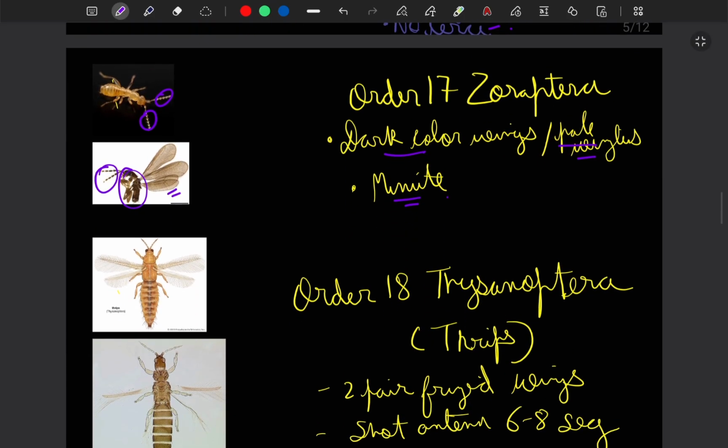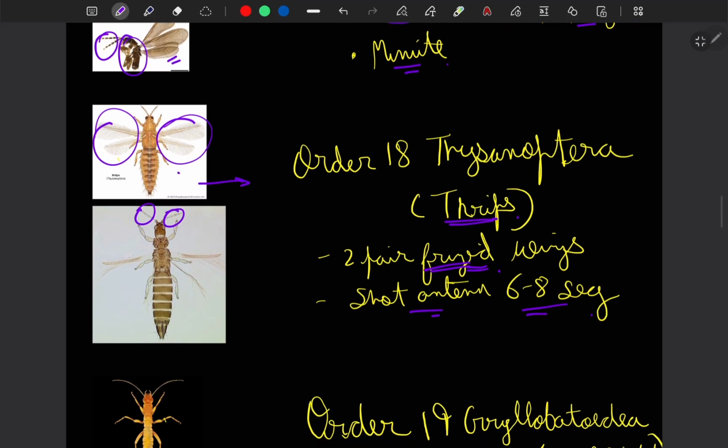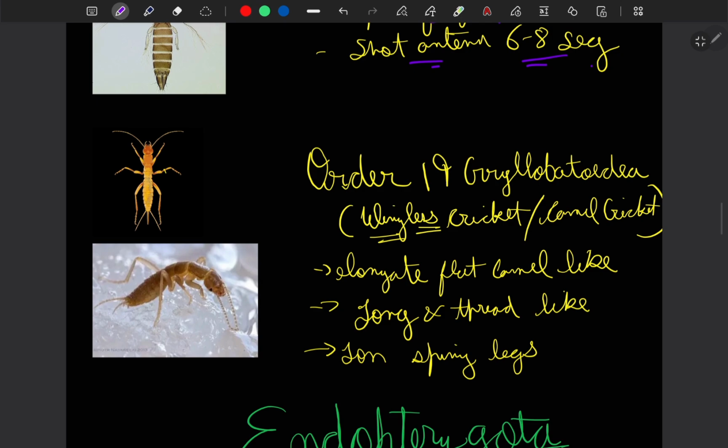Now the next order we have is Thysanoptera. They are also known as thrips. The Thysanoptera have a very differential feature, which is fringed wings, and you can only by this feature identify that it is a Thysanoptera. They have short antennae, 6 to 8 segmented. Fringed wings are the main characteristic feature here.